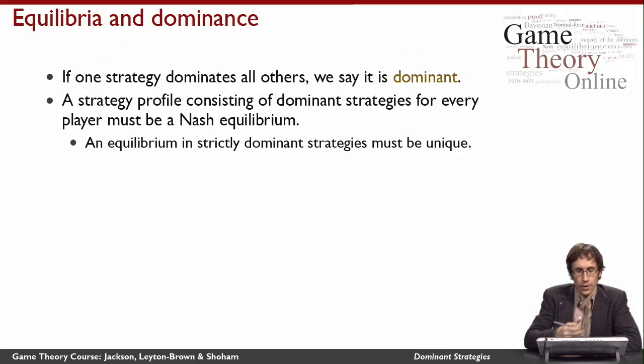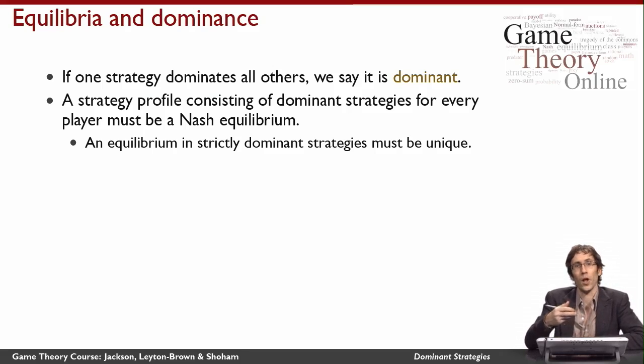Now, formalizing that notion that this is just the best thing to do, I can claim to you, and it's not hard to see that it's true, that a strategy profile in which everybody is playing a dominant strategy has to be a Nash equilibrium. So if everyone is playing a dominant strategy, then we've just got a Nash equilibrium because none of us wants to change what we're doing. We already know from the fact that the strategy is dominant that there's nothing better for me to do.